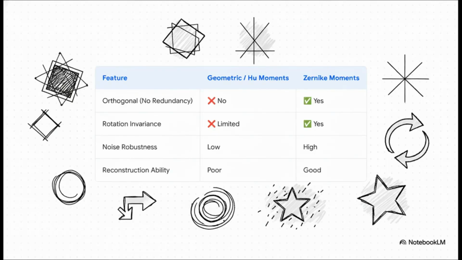And you can really see the problem when you lay it all out like this. These older methods like geometric or hue moments, they just weren't cutting it. See that part about being orthogonal? That's a fancy way of saying they were inefficient, capturing the same info multiple times. They couldn't handle rotation, and a little bit of visual noise would just wreck their results. It was obvious that something way, way better was needed.